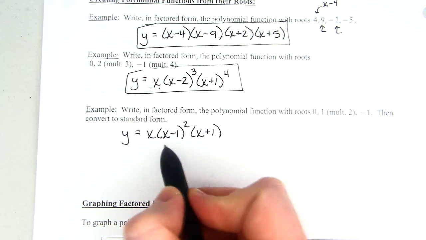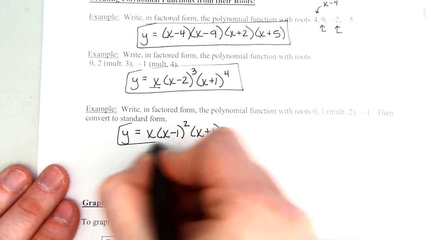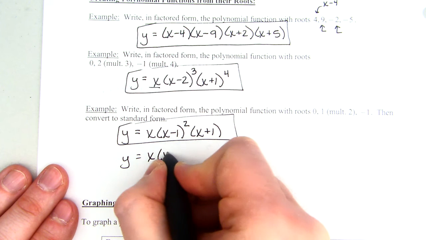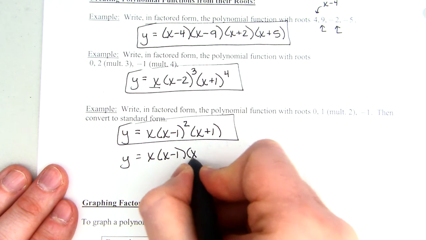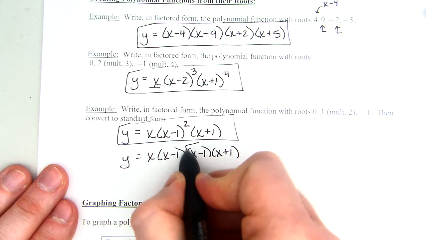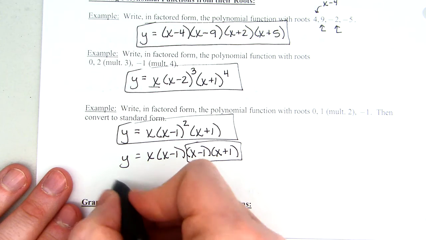You're going to have to write this thing out twice. A lot of foiling, distributing, all that good stuff. So that's my factored form. y equals x times (x minus 1) squared times (x plus 1), that is, x, x minus 1, x minus 1, x plus 1. I'm going to start with these. Doesn't matter. Your work will look a little different if you start with x minus 1, but you'll get the same final answer.